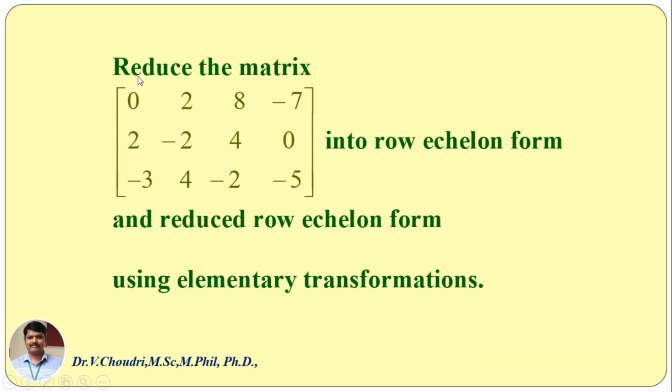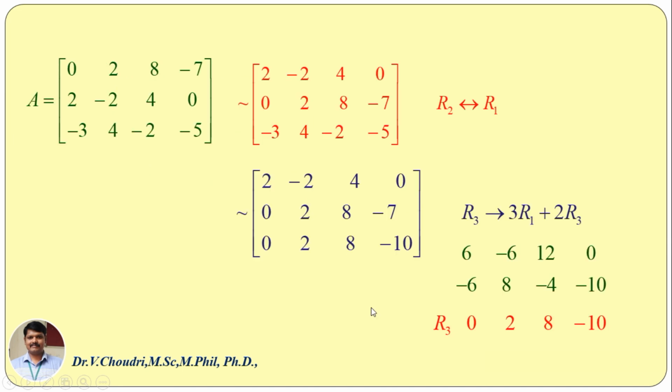Now see the problem. Reduce the matrix 0, 2, 8, minus 7; 2, minus 2, 4, 0; minus 3, 4, minus 2, minus 5 into row echelon form and reduced row echelon form using the elementary transformation. I am taking this matrix A as it is, and I am going to transform this matrix by elementary row transformation.